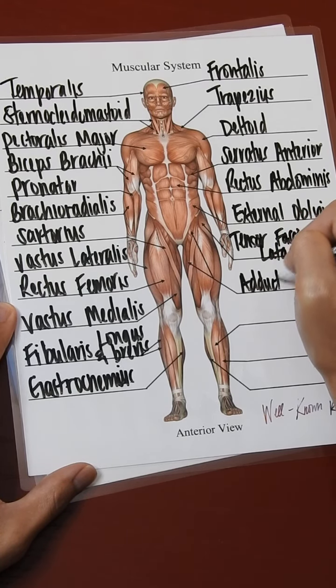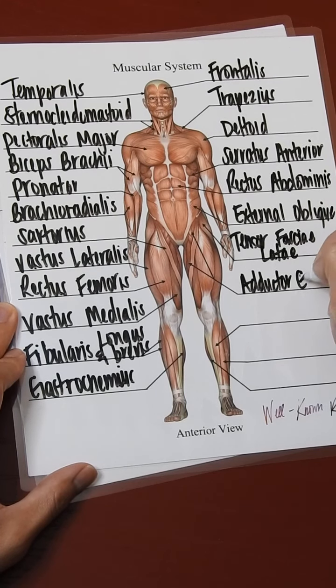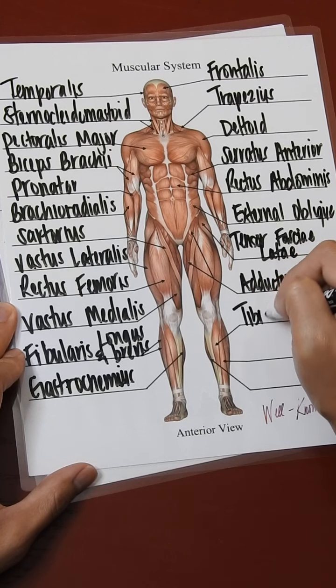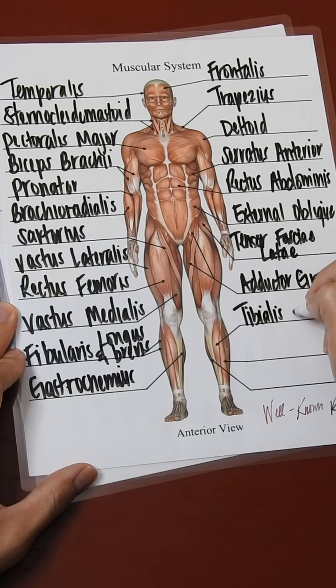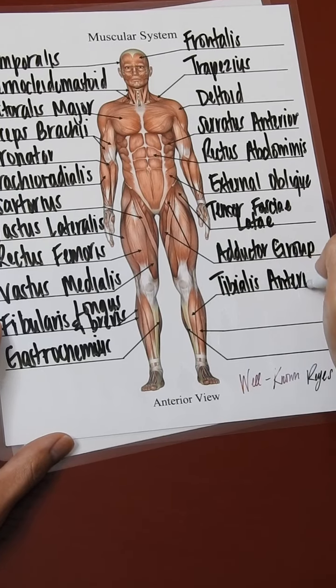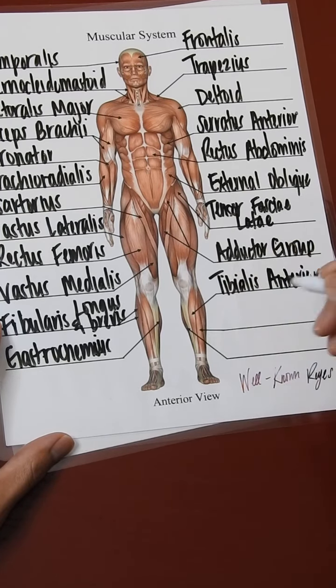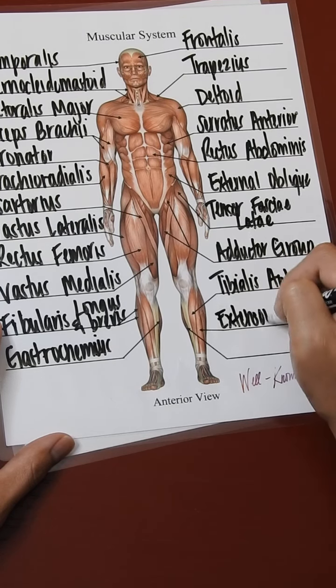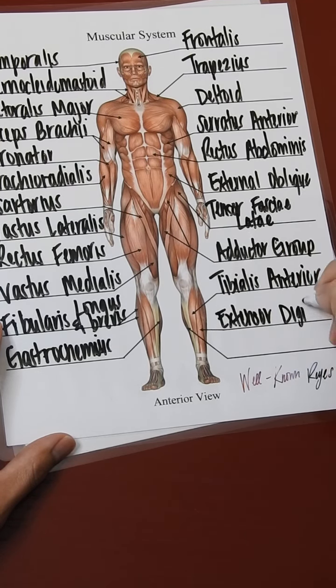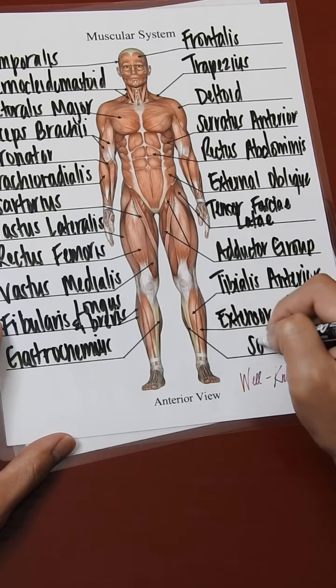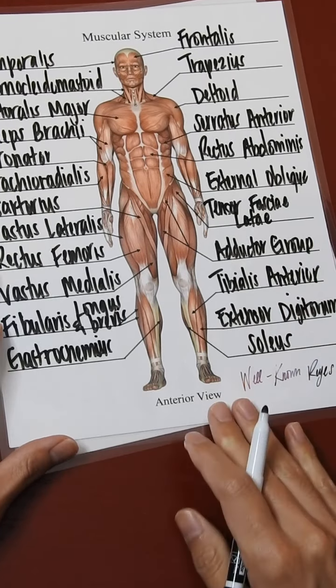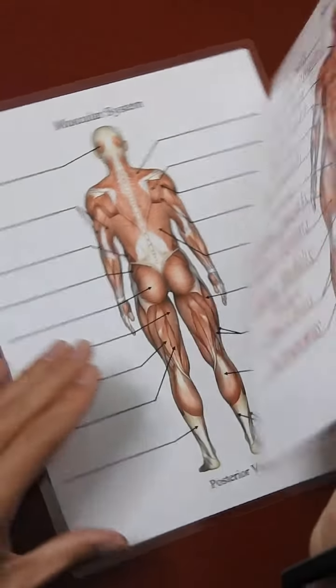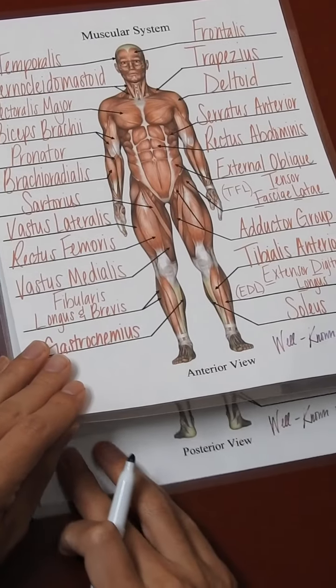The adductor group muscles, tibialis anterior, extensor digitorum longus, and soleus. So let's go ahead and check our answers of the anterior view of the muscular system.